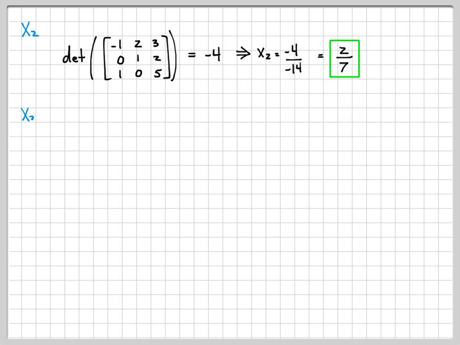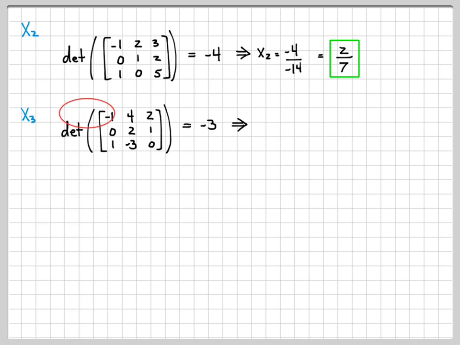And then finally, you can probably see what's going to happen here. To solve for x3, I form a matrix whose third column has been replaced with the B vector. The first two columns are just the columns of A. I compute this determinant, which is equal to -3, and then I can solve for x3 by taking the ratio of this determinant over the determinant of the original coefficient matrix. So it's -3 over -14, which is 3/14. So I've solved for x1, x2, and x3.